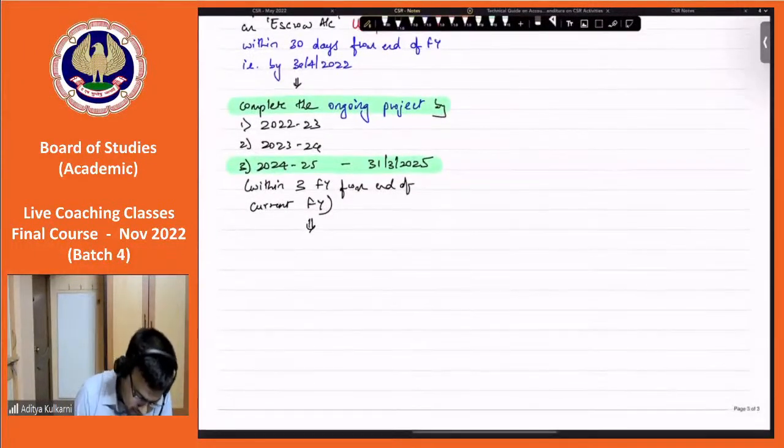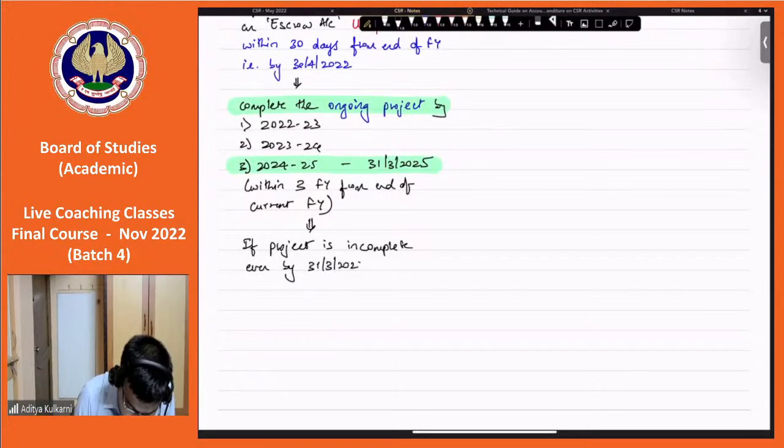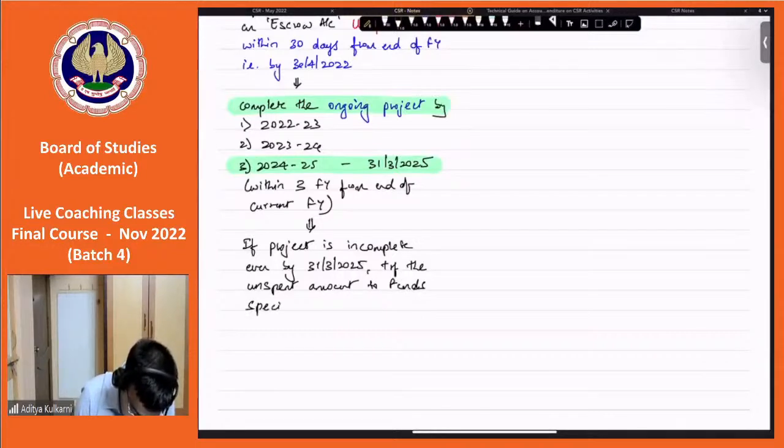If you have not spent, if the project is incomplete even by 31st March 2025, transfer the unspent amount to funds specified in Schedule 7.